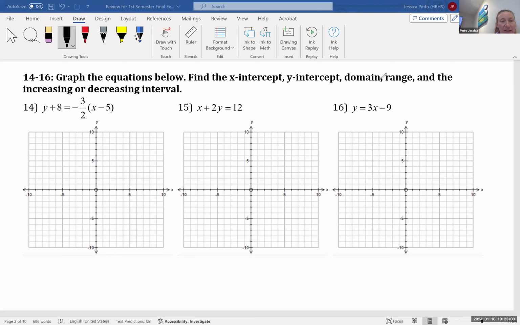So for 14, this is in point form. The point is 5, negative 8. So I start by finding that location 5 and then negative 8. And then I count down 3 and over 2 and it's off the graph. So I'm going to go up 3 and then to the left 2. And there visually you can see the down 3 and over 2 just going in the other direction. And I'm just finishing that out and then I connect that with a line.